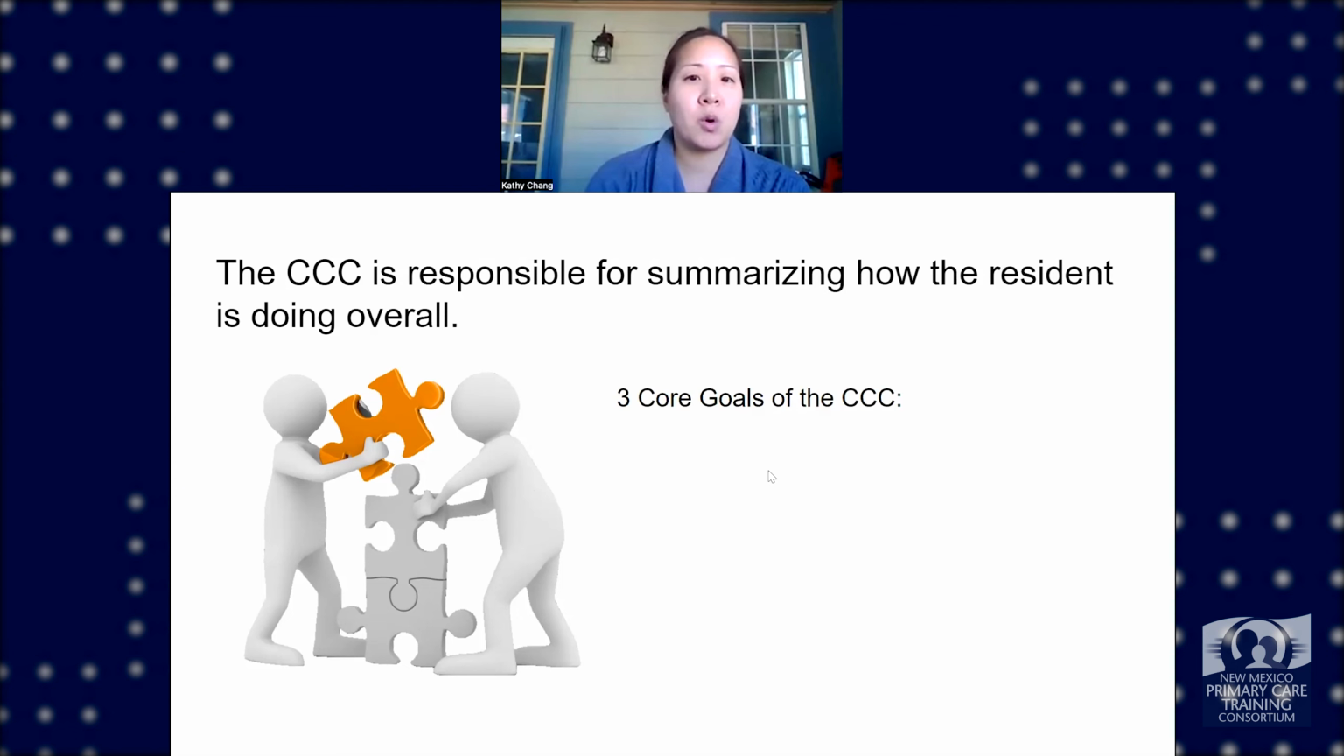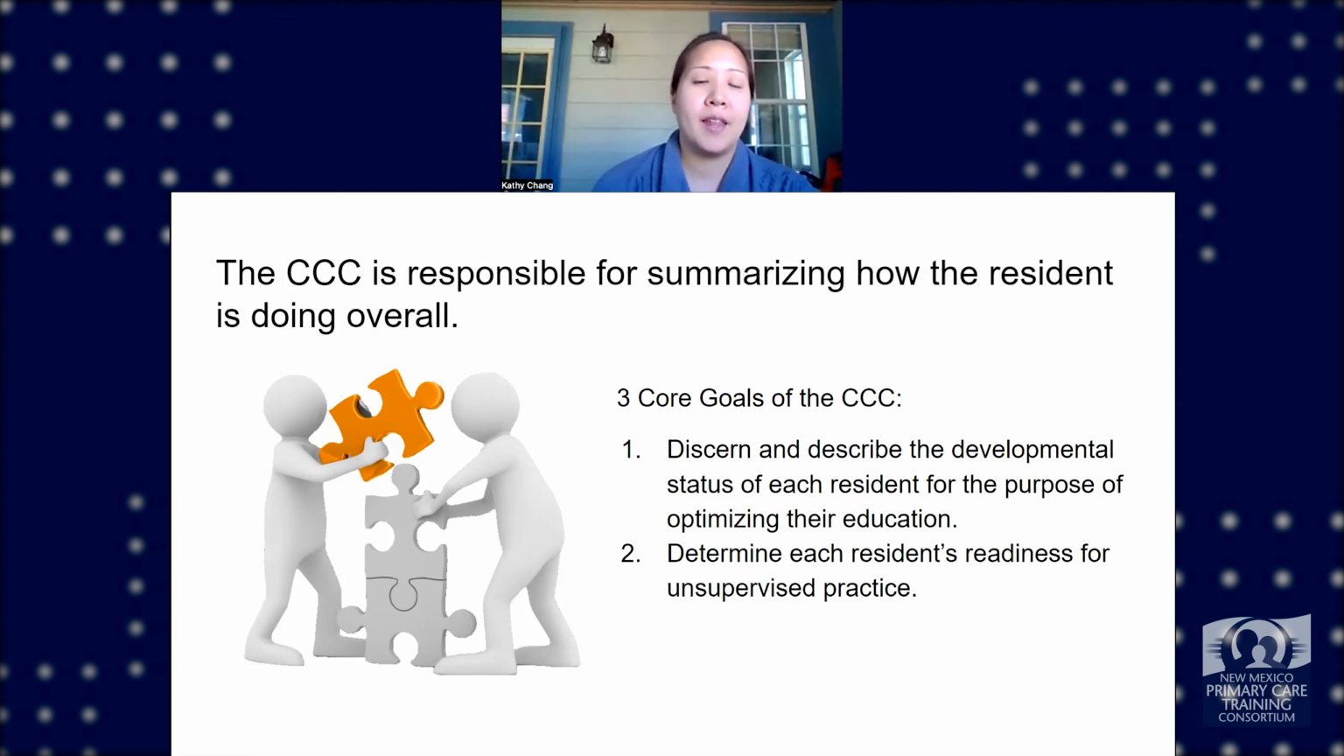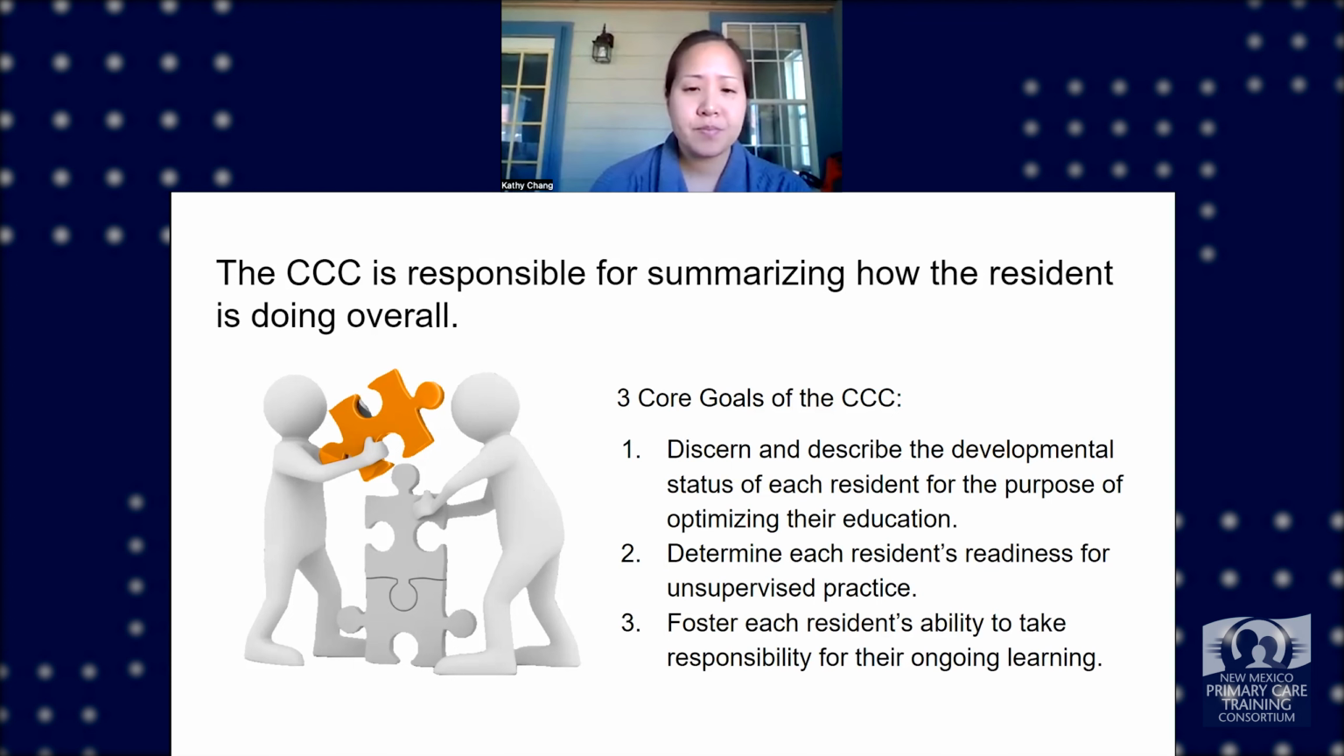So some of those 3 core goals, I really like the way it was stated here, and I have the reference, is discern and describe the developmental status of each resident for the purpose of optimizing their education, right? And then how ready are they for going out onto their own in practice? And then can we foster their ability so that they take the learning and run with the baton and continue learning, because our learning is never done, right?